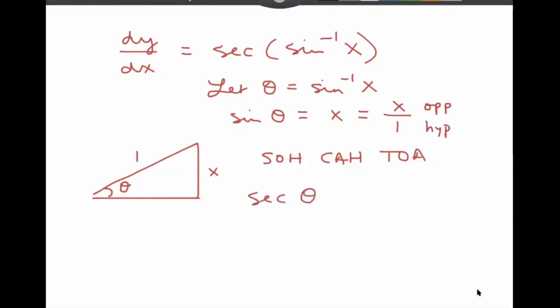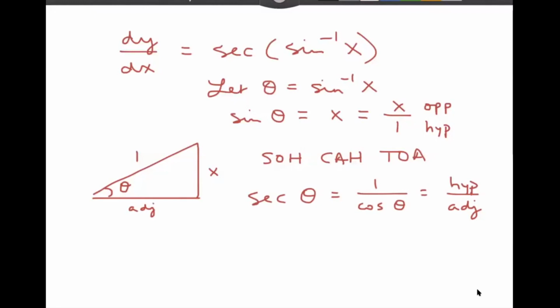The secant of theta is the reciprocal of cosine theta. Cosine is adjacent over hypotenuse. That must mean that secant is hypotenuse over adjacent. So we need to write the adjacent side in terms of x. Remember how this works?